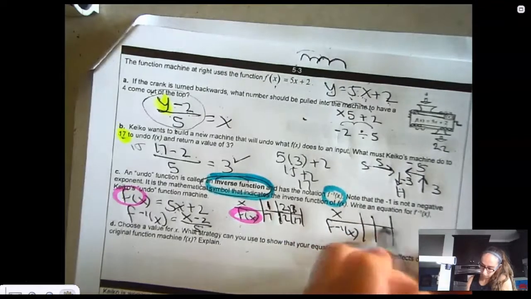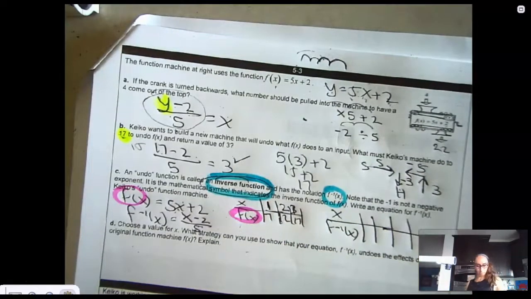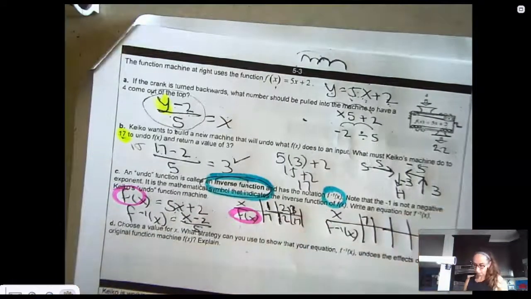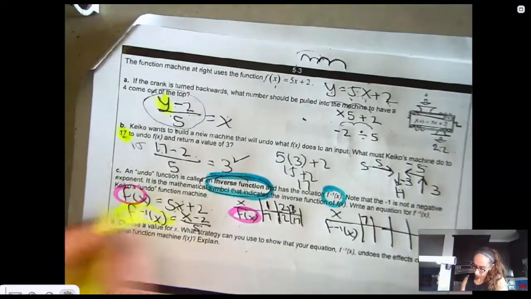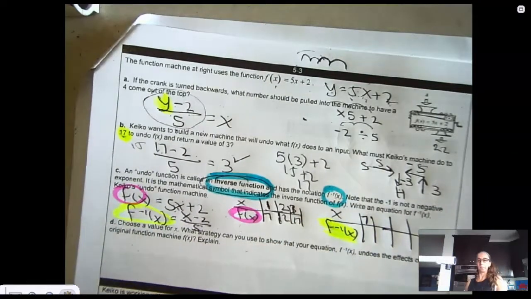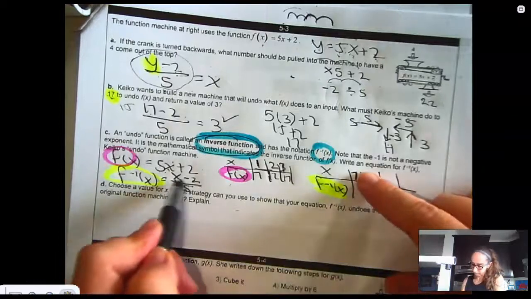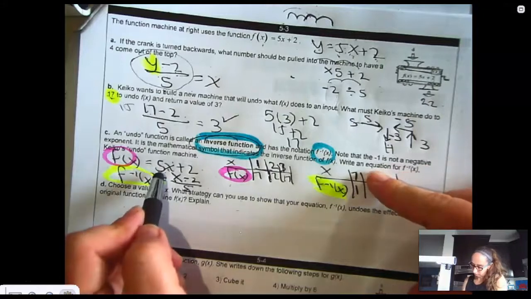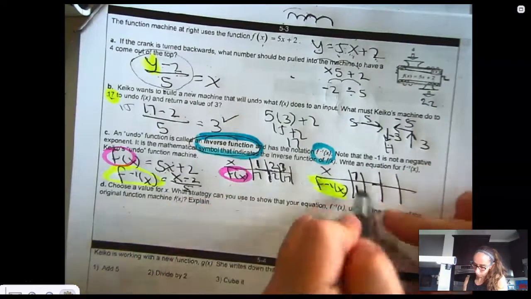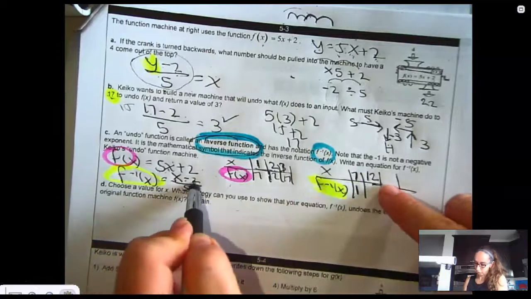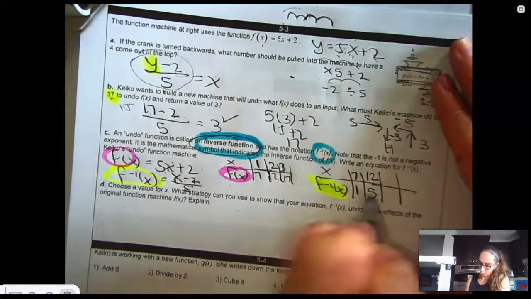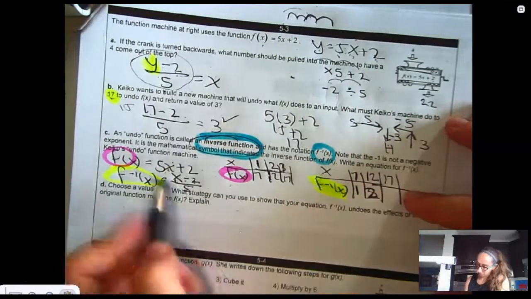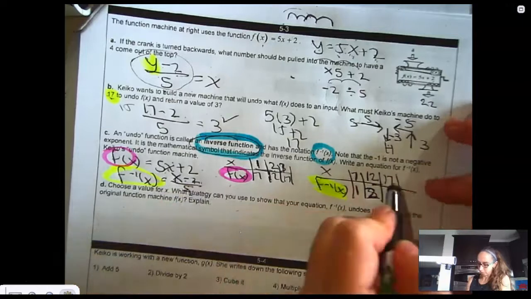I don't really know what the questions are asking, but I do know that this is helpful. What if I put in 7 to this machine, that goes there. If I have 7, 7 minus 2 is 5, divided by 5 is 1. What did I say? This one was 12. If I have 12, 12 minus 2 is 10, divided by 5 is 2. I'm doing awesome. And then I'm going to try 17. 17 minus 2 is 15, divided by 5 is 3.